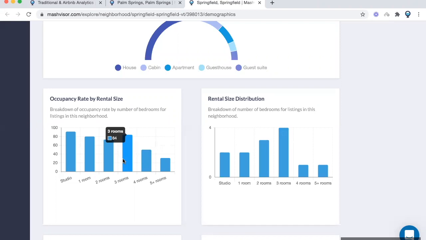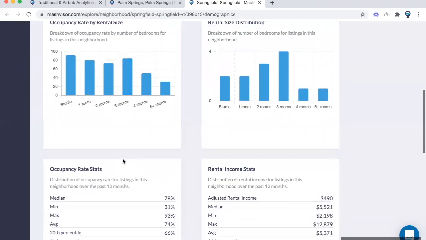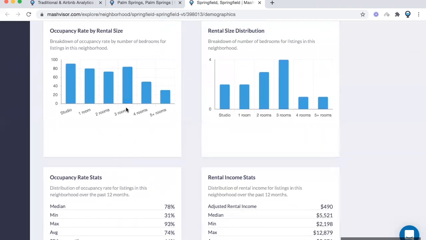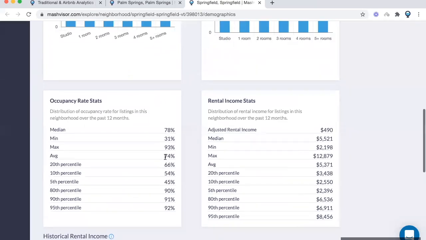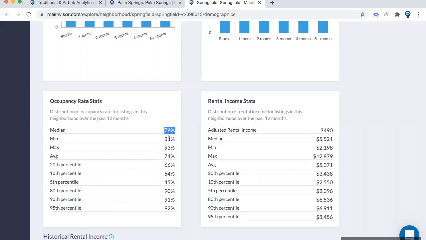Okay. Yeah. I see that. So conversely, a studio has a very high occupancy rate, and there's not many properties. Exactly. That's right. Okay. So that shows kind of an opportunity right there. Exactly. That's right. Here you have median occupancy rate, minimum, maximum, and average, lowest and highest percentiles. Yep. Same thing for income. Love it.